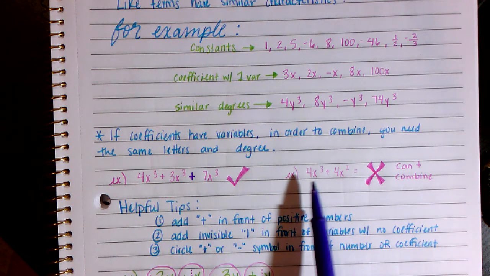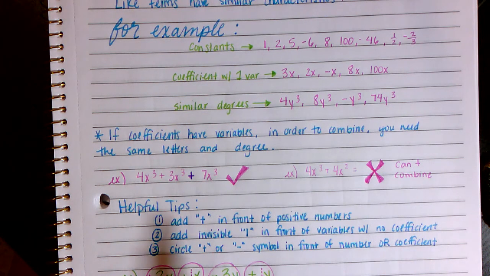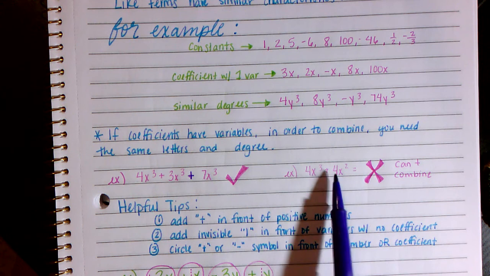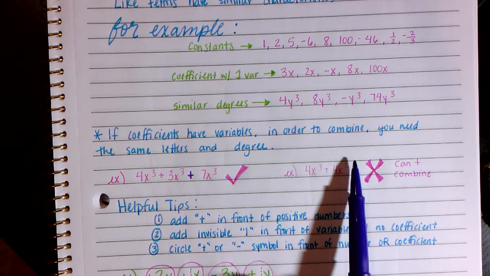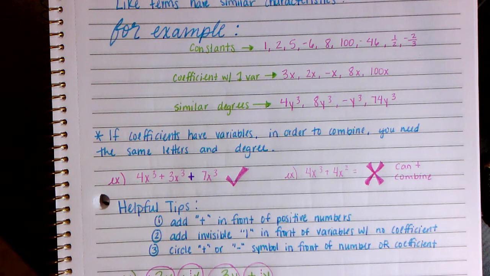In this example, if we have 4x to the third plus 4x squared, we cannot combine these two at all because this is talking about 4 times a number cubed, and this is 4 times a number squared. So it's not the same value that we're talking about.